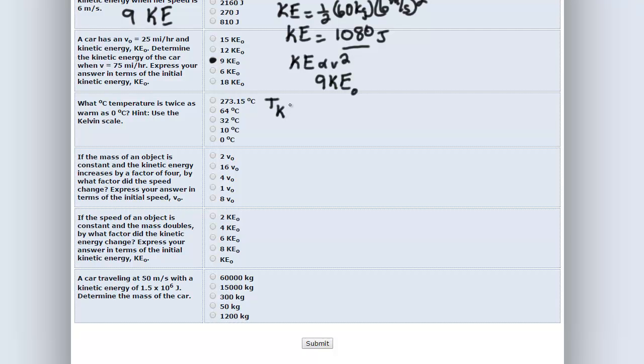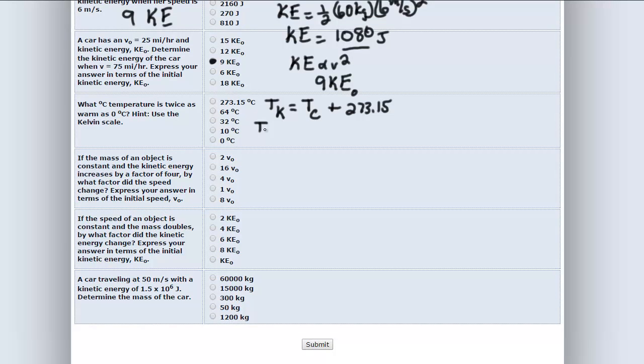The temperature in Kelvin is equal to the temperature in Celsius plus 273.15. The temperature in Kelvin is equal to 0 plus 273.15. The temperature in Kelvin then must equal 273.15 K. So at this temperature in Kelvin, the particles have a certain amount of thermal energy. When will they be twice as warm? When they have twice this energy.